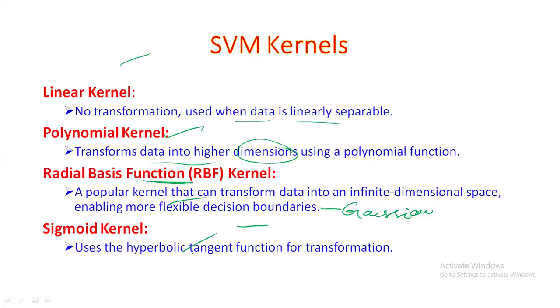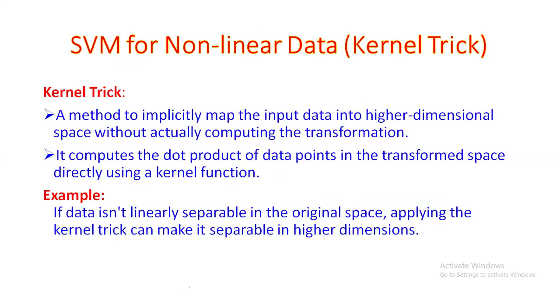And the sigmoidal kernel uses the hyperbolic tangent function to transform data. It is inspired by neural networks and behaves similarly to the activation function used in those models. While not as popular as RBF, it can be useful in certain scenarios. For nonlinear data, SVMs use a technique called the kernel trick, a method to implicitly map the input data to a higher dimensional space and compute the dot products of data points in the transformed space directly using the kernel functions.